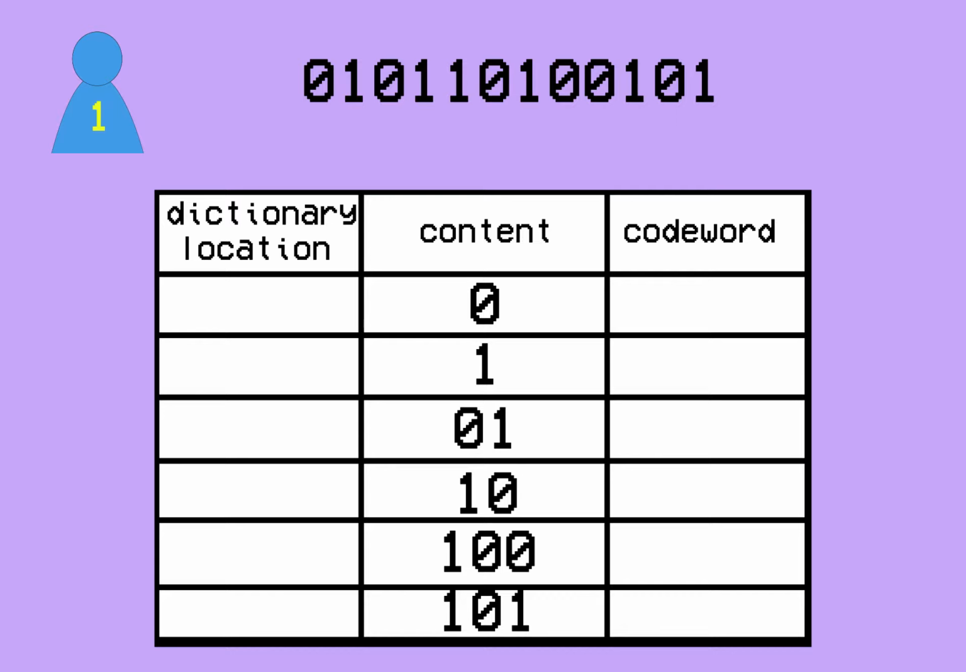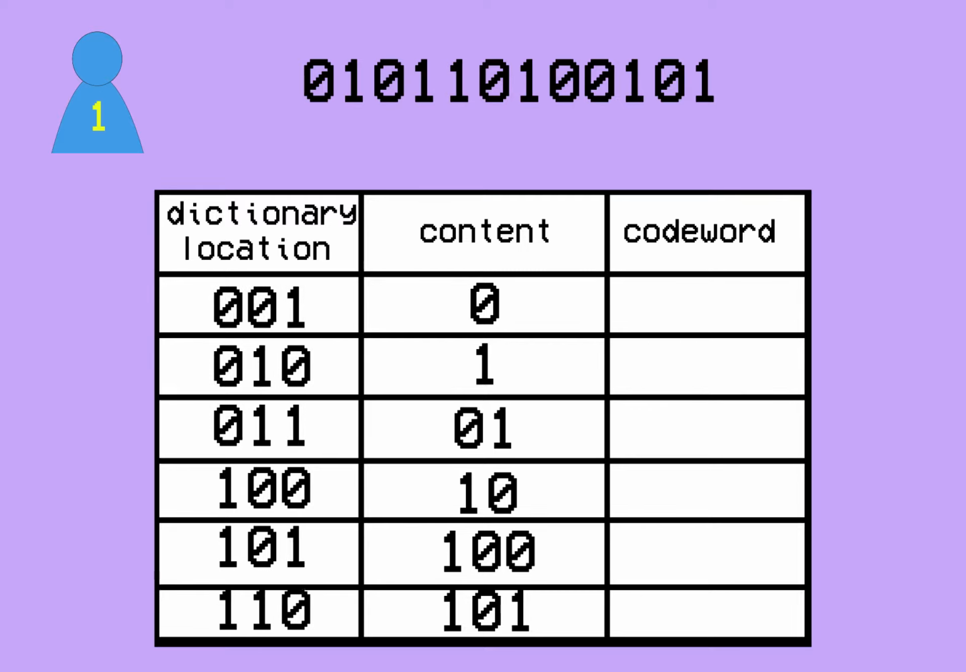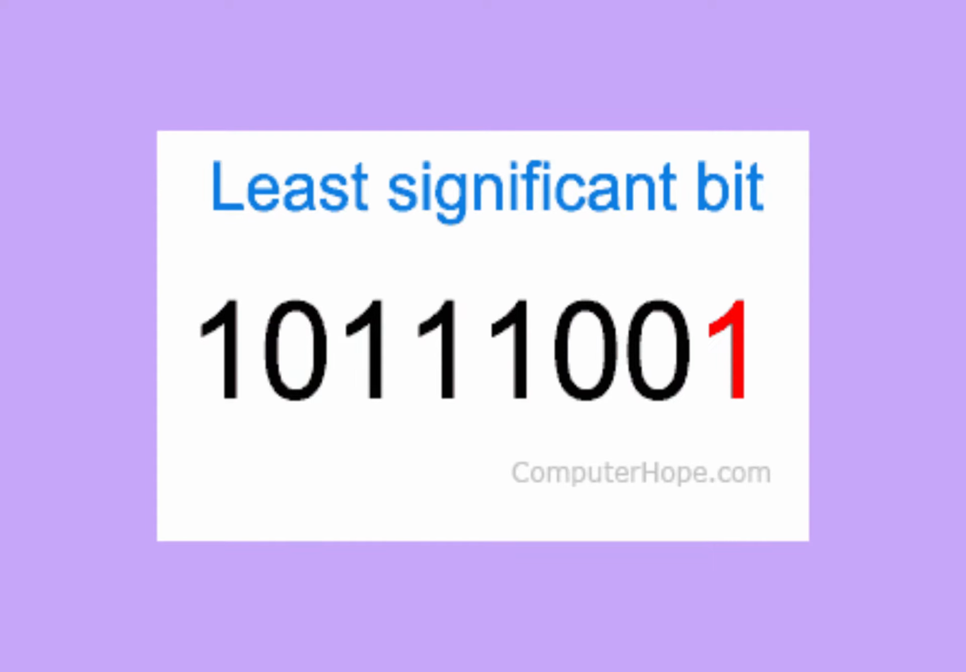The dictionary location, if you scan the message in order, is going to be in numerical order. So it's going to be 1, 2, 3, 4, 5, 6, except we're going to be using binary, so we'll just convert those to binary. Now we have to work with getting our code word, so here's how it goes. You take the least significant bit of your content and put it to the far right of the code word, leaving space for more. The least significant bit, if you don't know, is always the bit that is farthest to the right of a number that you have.